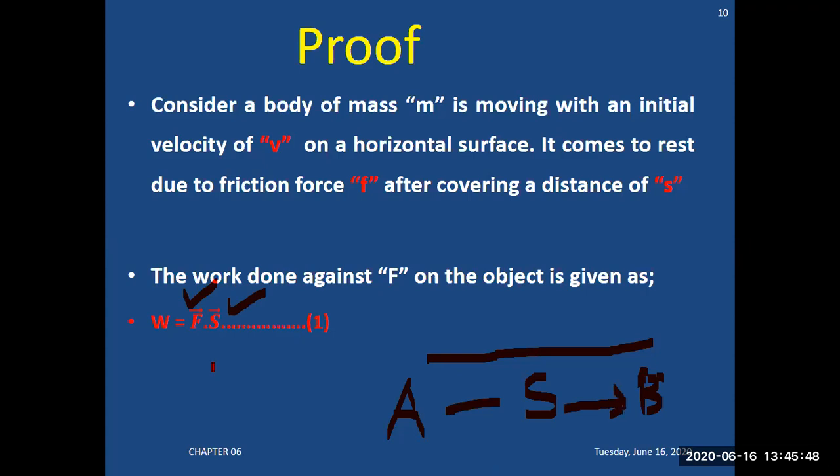You have displaced it in the direction from A to B. At this point its velocity was Vi, and here its velocity becomes Vf. So you have changed the velocity, and at the same time you have done some work by displacing the object after application of the force.